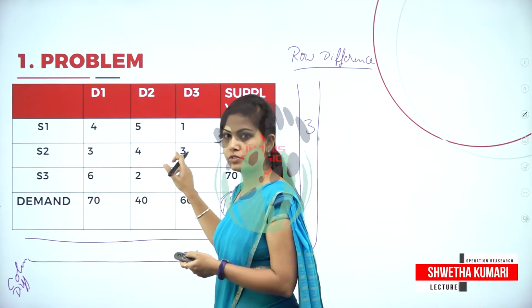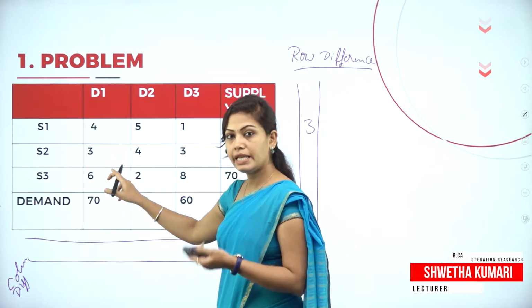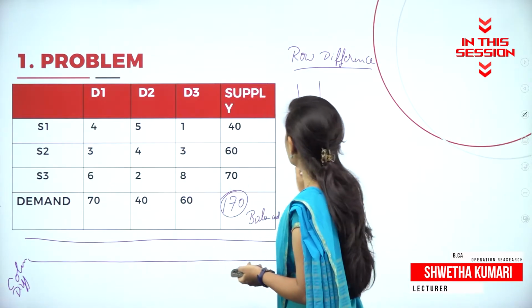Matrix values are 3, 4, 3. So 3 is my least value and the next least value is also 3. 3 minus 3 is 0.